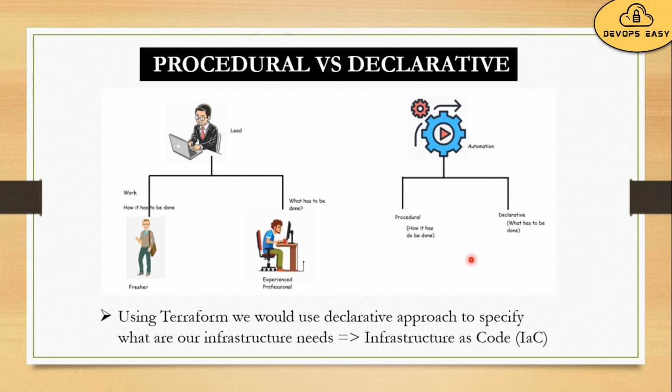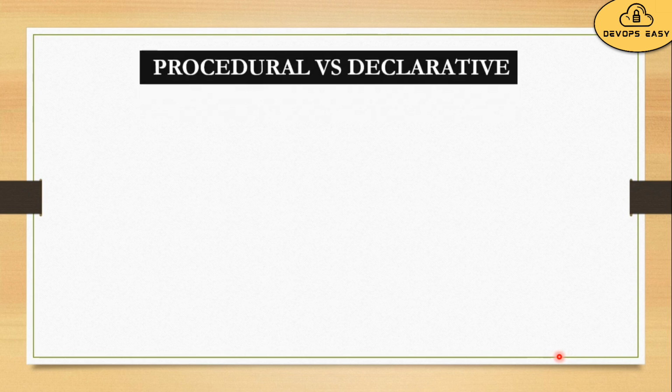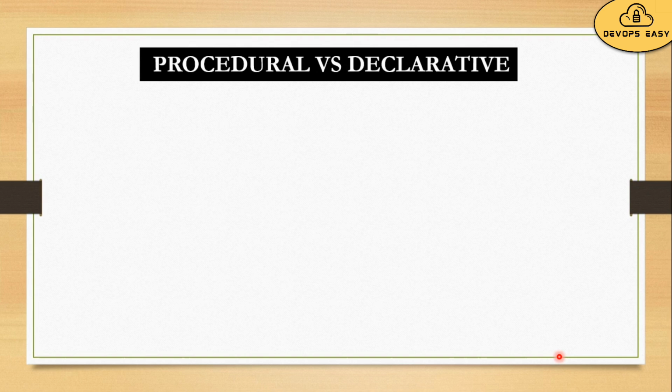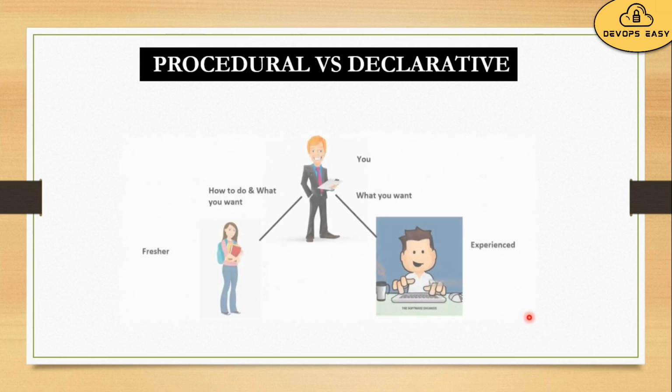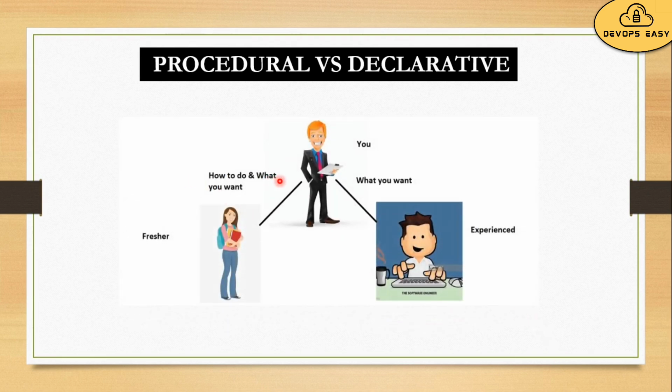Terraform is a very smart tool and it's a declarative tool, and we call it an infrastructure as code, IaC tool. What is IaC, they might ask. What is infrastructure as code? In the interview they will definitely ask, right? Whatever we are going to create, we are using code to create. I told you, for a fresher we need to tell what and how; for an experienced person, you just need to tell what you want.